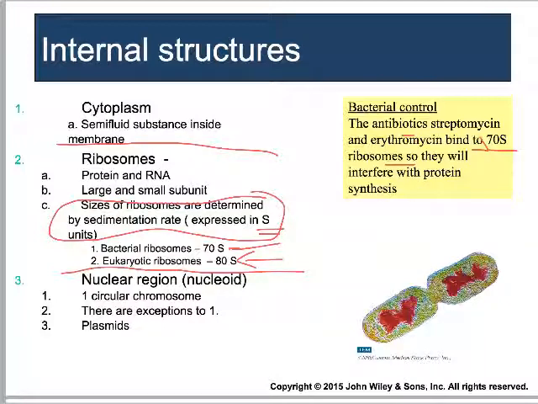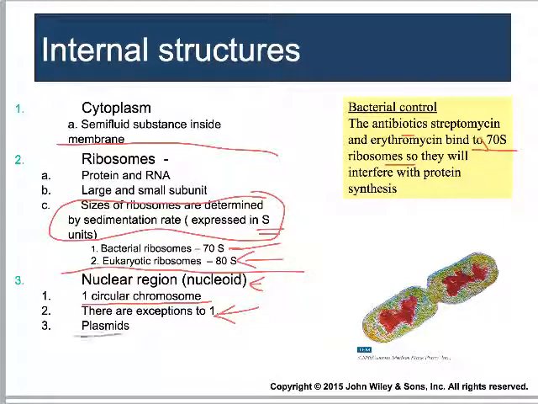Okay, now the nuclear region is called the nucleoid. So typically there's one circular chromosome, and it is attached to the plasma membrane. It's not just randomly floating in there. It's kind of like tacked on. There are some exceptions to this. There are some that have two, but their chromosomes aren't the same size. So there are some variations to this one chromosome.